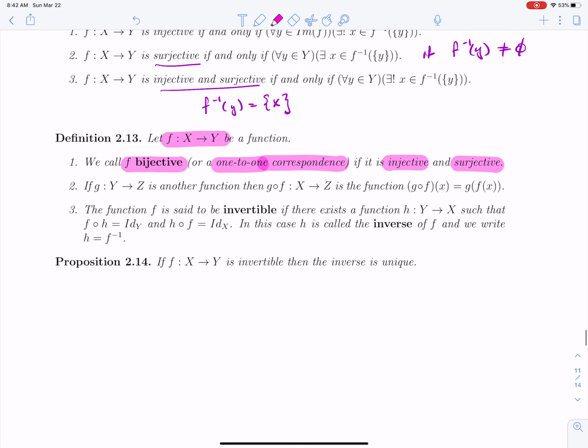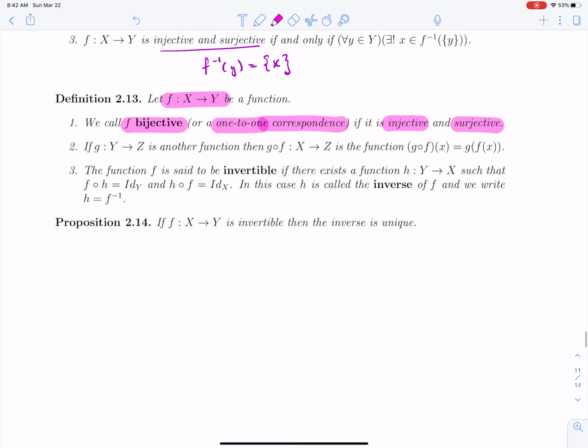So if you recall, if we're both injective and surjective, then what we have is for every element of the codomain, we have exactly one element in the pre-image. And if you think about that, what that means is we can define a map going backwards. So what's that map going backwards going to be? It's going to be going from y to x. And we're going to be composing those functions.